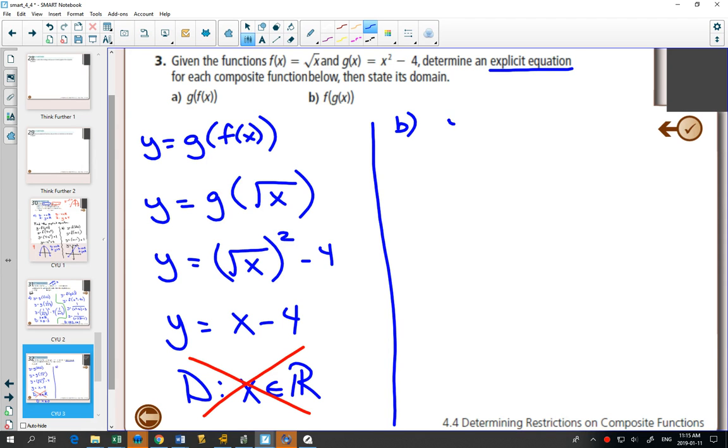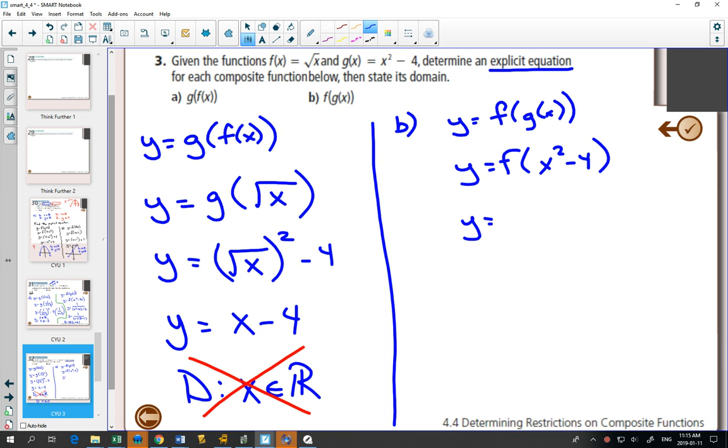For B, y equals f of g of x. Y equals f of g of x is x squared minus 4. And the function f just square roots whatever you put in, so it's the square root of x squared minus 4.